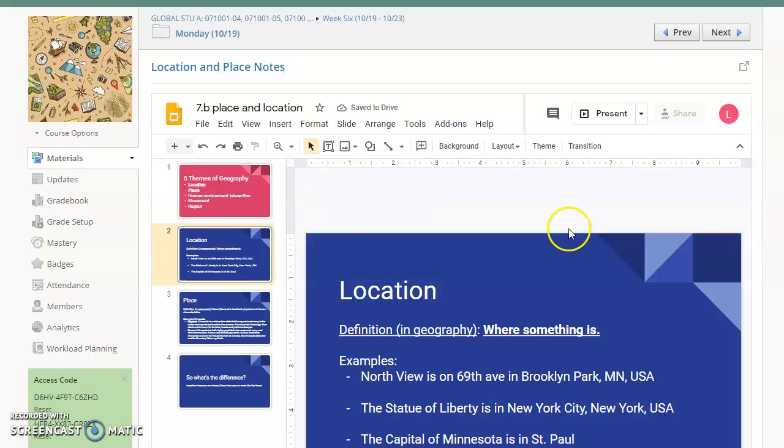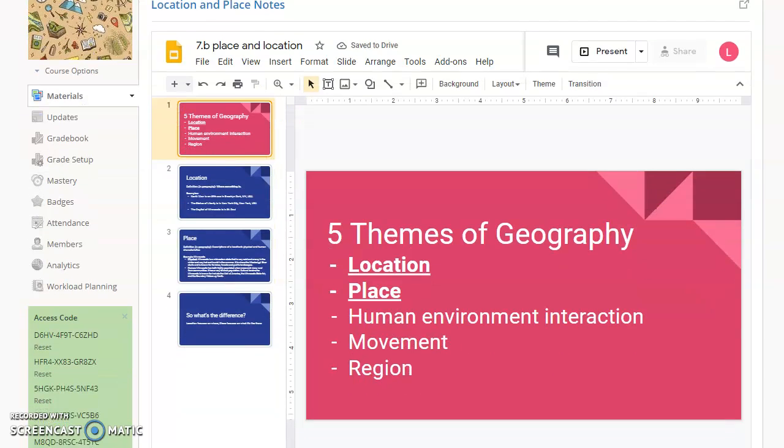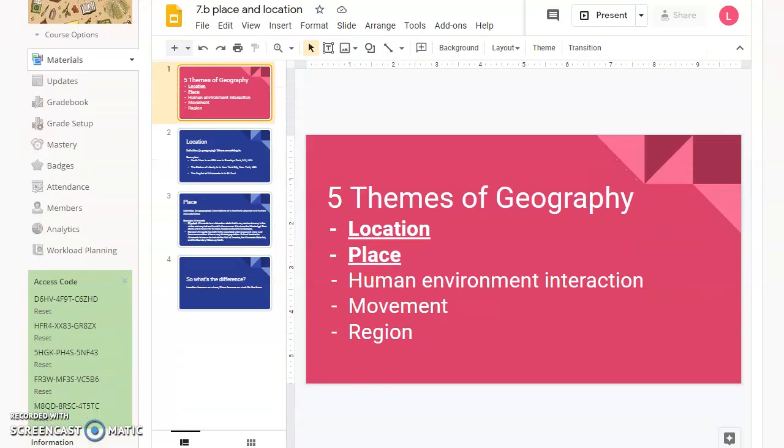To quickly go over the notes, what we are focusing on this week is the 5 themes of geography. So that would be location, place, human environment interaction, movement, and region. Today we are just focusing on location and place.